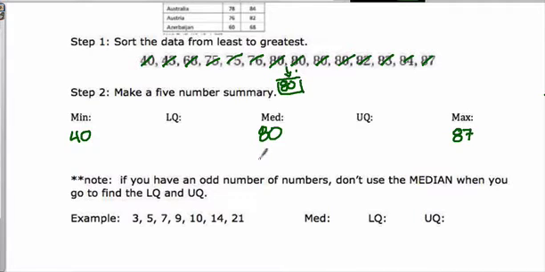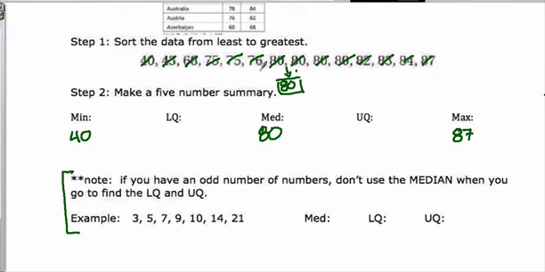Okay, so I pull that out. And now I need to find the lower quartile. Now when I find the lower quartile, whatever the median was, I'm not going to use that in finding this. That's going to be obvious when I have an even number of numbers, less obvious when I have an odd number of numbers. So we're going to take a look at that in just a second.